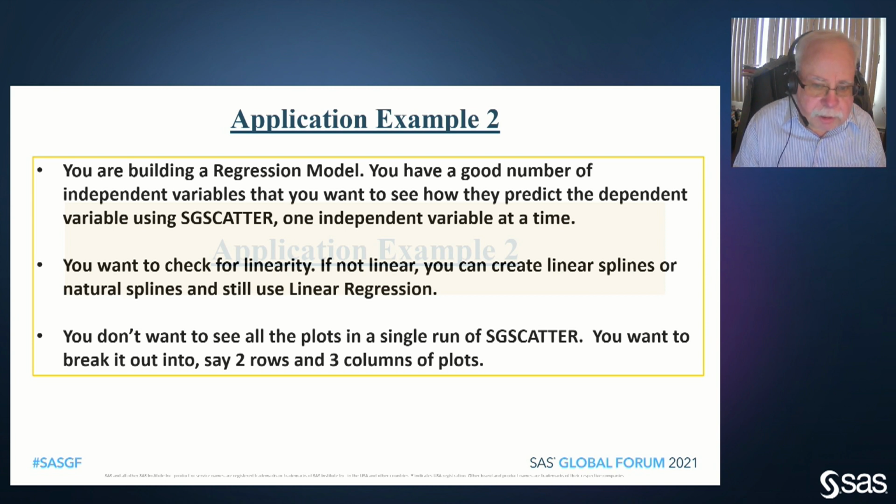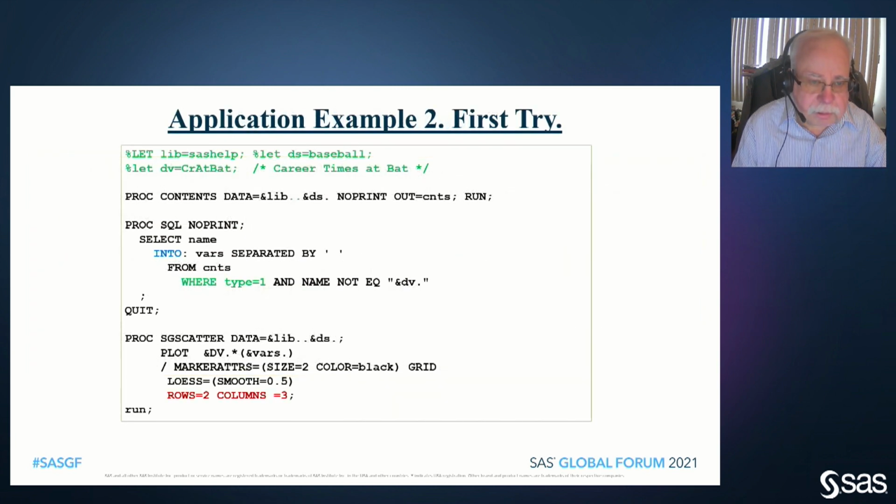You don't want to see all the plots in a single run of SGScatter, because SGScatter will generate all the plots you specify. But I was looking at the syntax, and it has a rows and a columns option. So I said, why don't we just try that? So here I have some code.